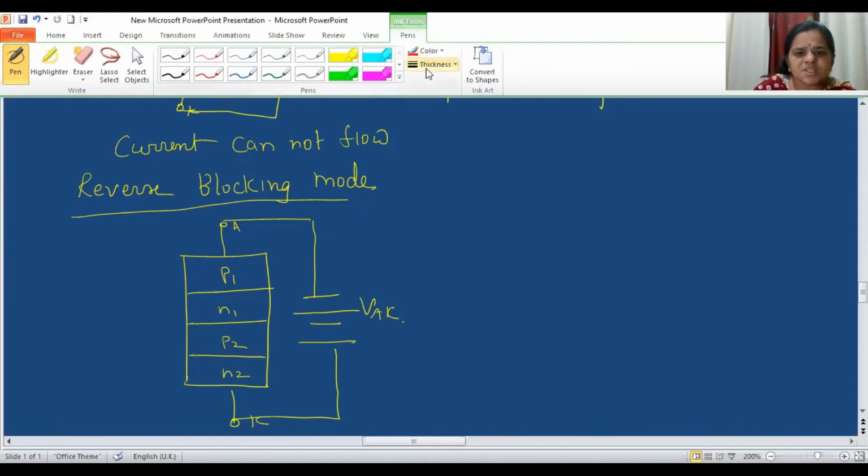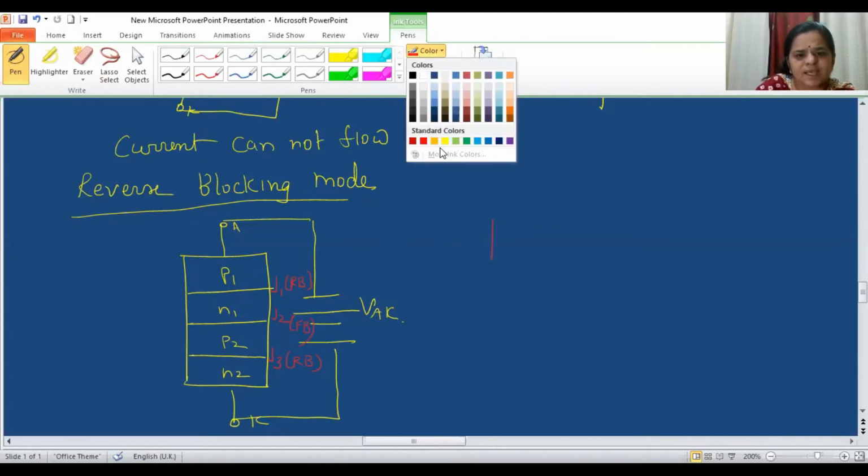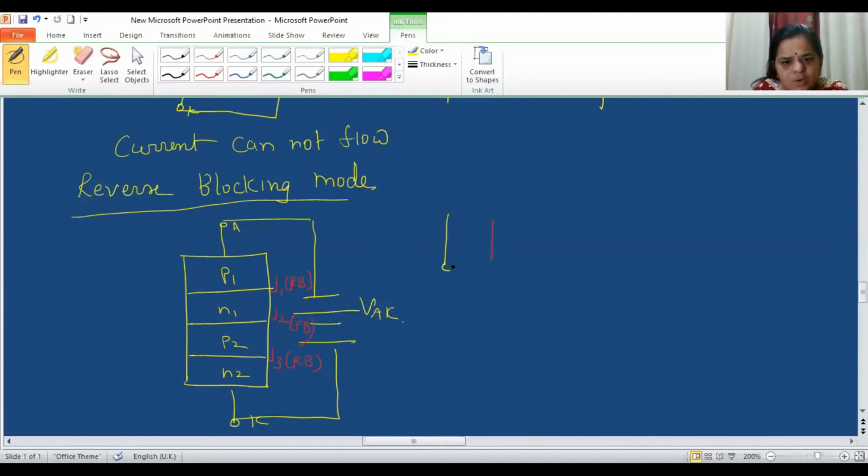Now under this condition, if we look at the junctions J1, J2 and J3, as the N2 layer is connected to positive, J3 is reverse bias. P is connected to negative, so this junction J1 is also reverse bias, and the J2 junction is forward bias. Since the two outermost junctions are reverse bias, again the current cannot flow through the device. So the device acts as an open switch, an open circuit.